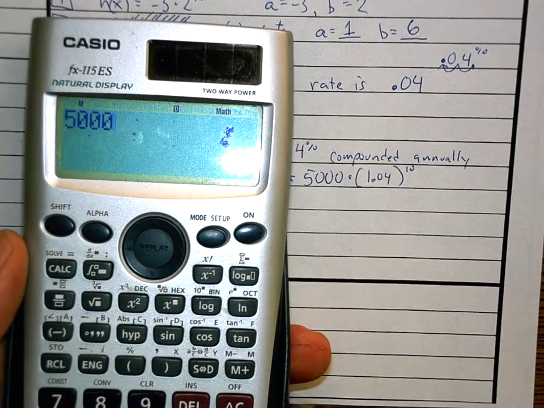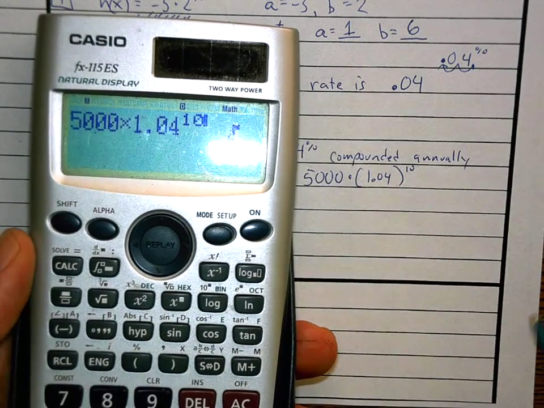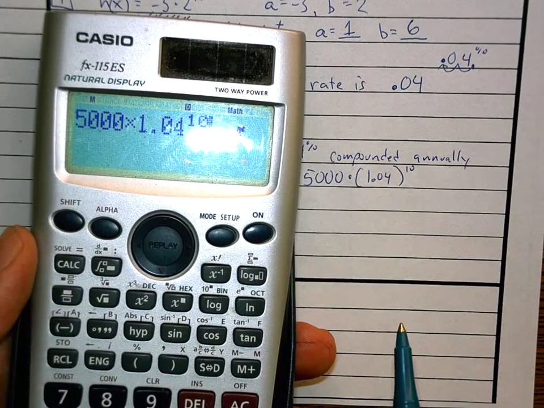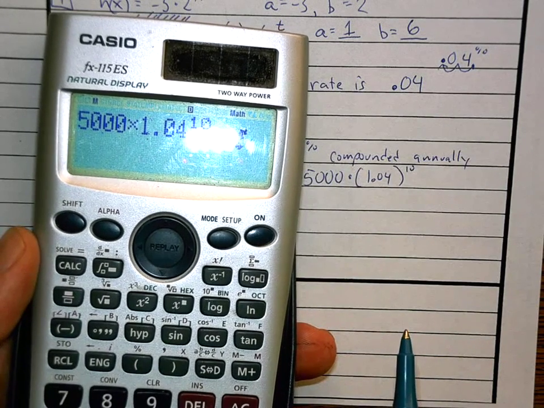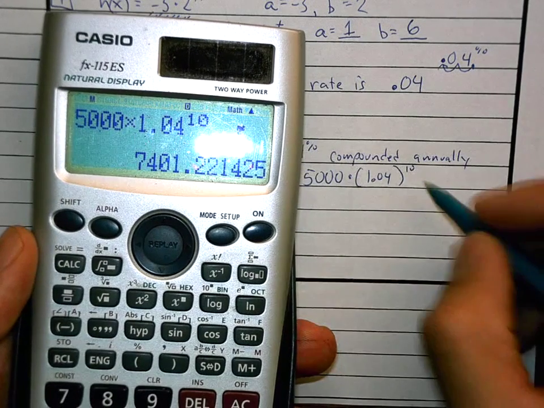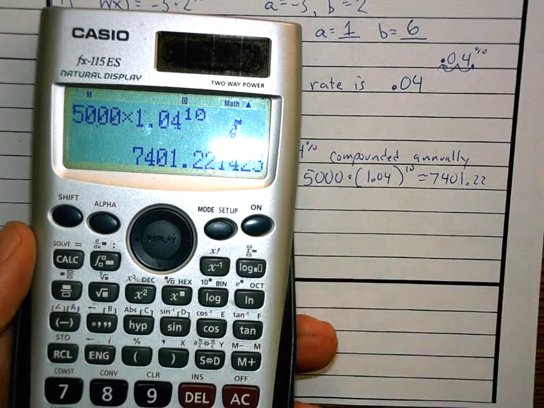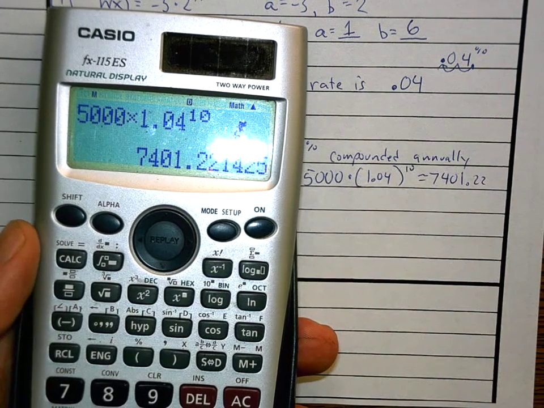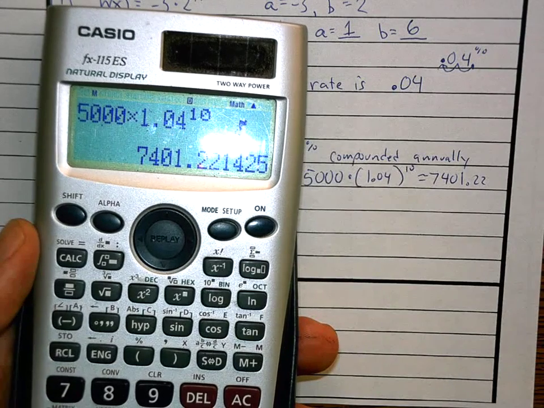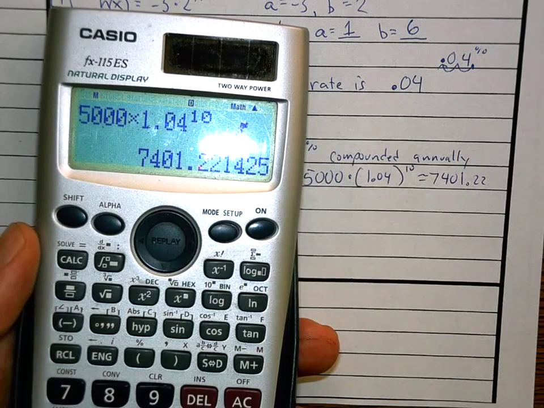5,000 times 1.04 to the 10th power. $5,000 after 10 years of not touching it and it earning 4% every year. Guess what 5,000 turns into? $7,401.22.